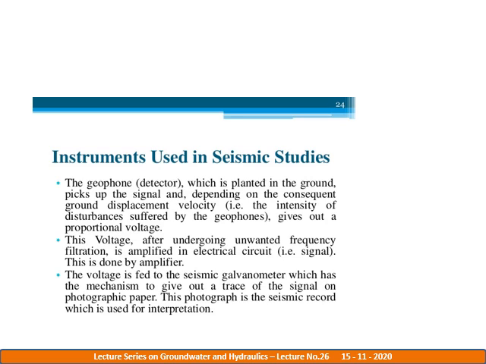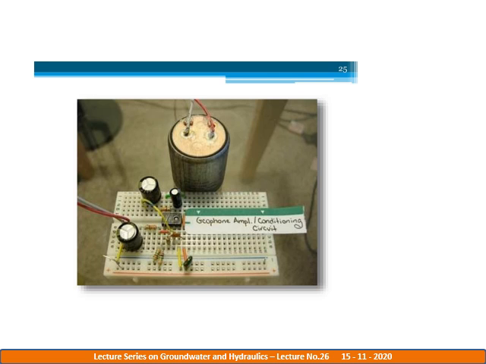The geophone, that is the detector, which is planted in the ground, picks up the signal and, depending on the consequent ground displacement velocity, gives out a proportional voltage. This voltage, after undergoing unwanted frequency filtration, is amplified. This is done by the amplifier. The voltage is fed to the seismic galvanometer, which has the mechanism to give out a trace of the signal on photographic paper. This is how geophones look.